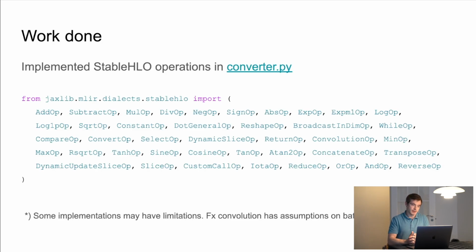So I have done this in this project, and I have implemented this list of operations, which sort of turned out to be the operations that I needed for my specific models. This list is by no means complete, and also some of the operations may have limitations compared to the full API service. For example, I know in the convolution operation I've implemented, I've made some assumption about the batching dimension. And also I haven't implemented all of the data types. So it's more like a proof of concept of what I have so far.